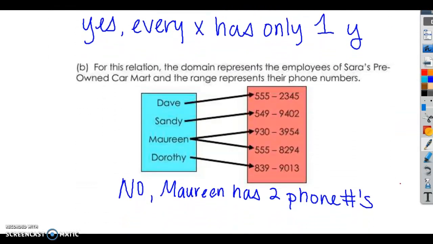For this relation, we look at Maureen. Maureen's got two different phone numbers. So when you input x into this function, sometimes you get this phone number, and then sometimes you get this phone number. So Maureen has two different phone numbers. So this relation is not a function because every x does not have exactly one y.